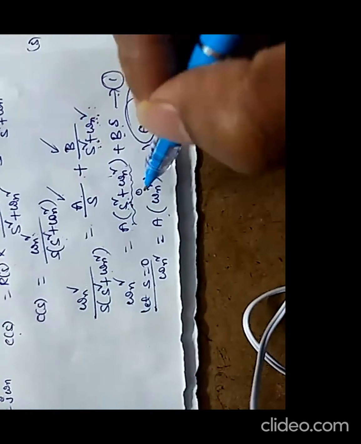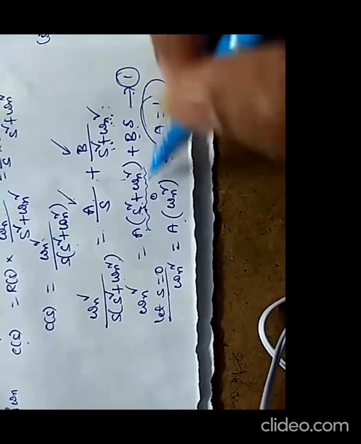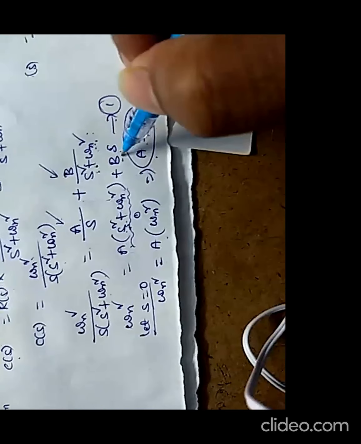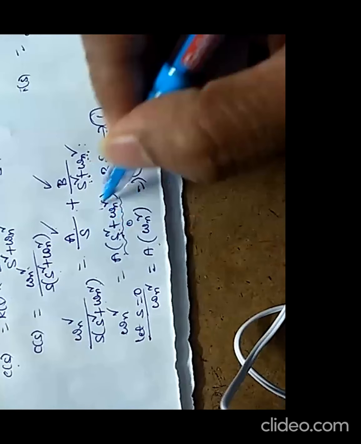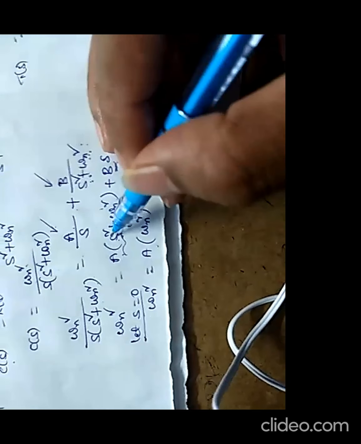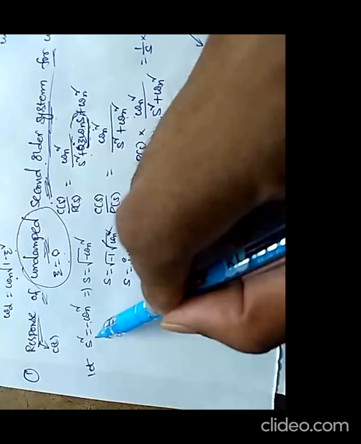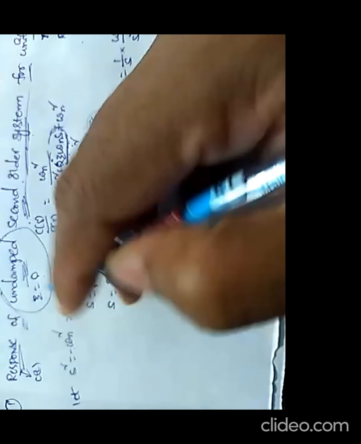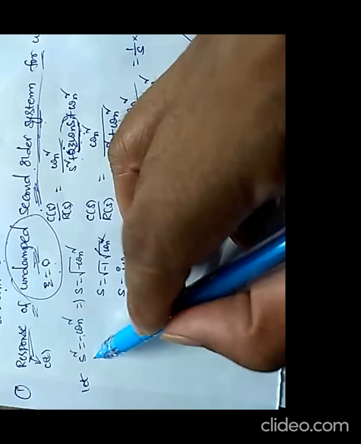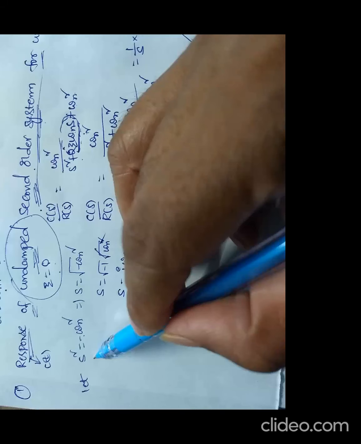And then to determine the value of B, A should be 0. So instead of s square, we can replace the value minus omega n square. So let s square equal to minus omega n square. So s can be written as root of minus omega n square.